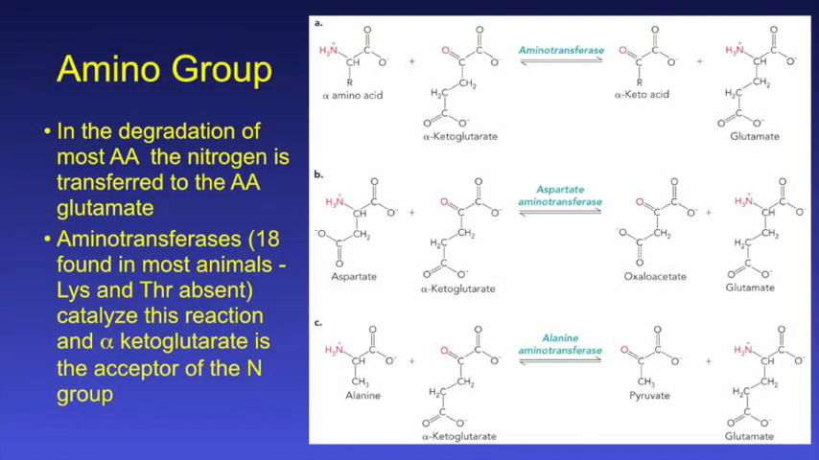All right. In the degradation of those amino acids, the nitrogen is converted. And so the general enzyme is called aminotransferase, and then you have aspartate aminotransferase, alanine aminotransferase, and all of the amino acid transferases. And you can see a substitution of the nitrogen for the ketone.